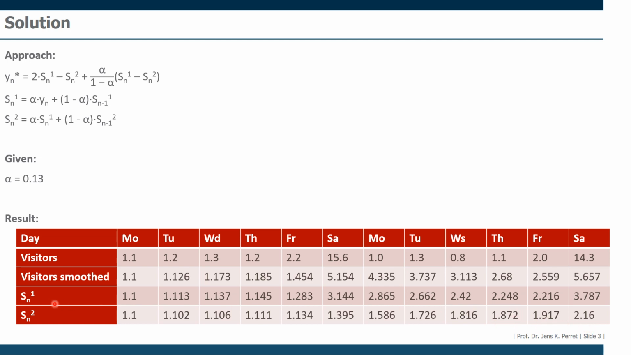Once I have all the SN1 and SN2 values, I can then calculate the smoothed values, so the YN asterisk. Because as we see in the formula, I need the SN1, SN2, and otherwise only the smoothing parameter alpha. So first do the S parts, then smooth the values. That's the result we get in this regard.